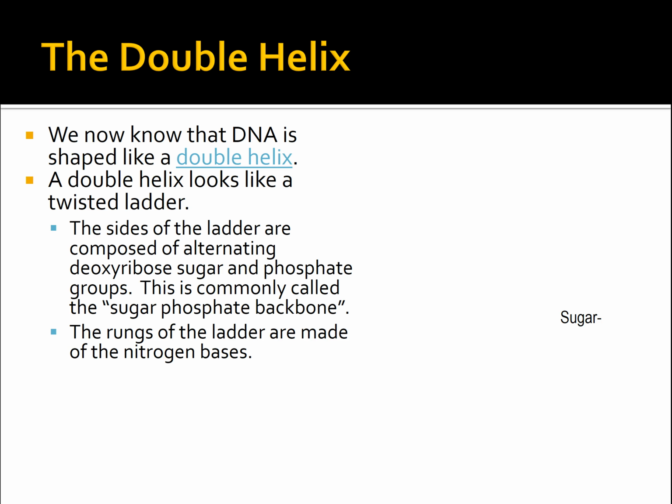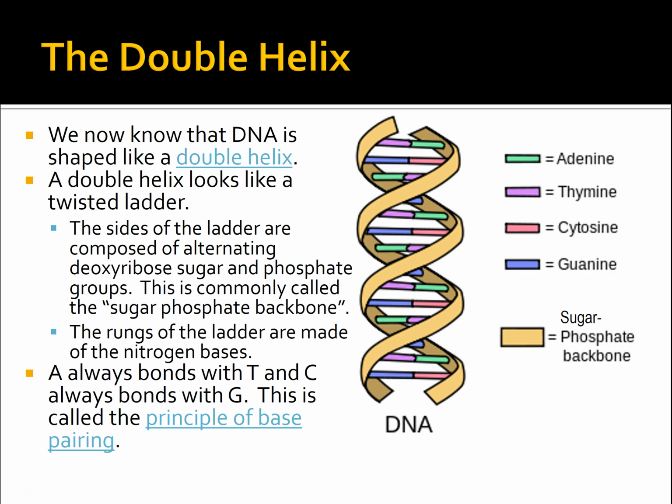The rungs of the ladder are made of the nitrogen bases. And as I just said, A always bonds with T, adenine bonds with thymine, and cytosine bonds with guanine. And this is called the principle of base pairing. So you can see that the cytosine and guanine are always bonded here, and adenine and thymine are always bonded together. And this is one of the rules that will get you through the whole rest of this chapter. So pay attention. A bonds with T, C bonds with G.